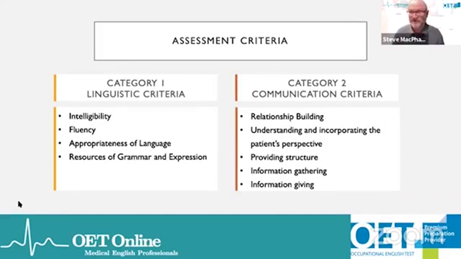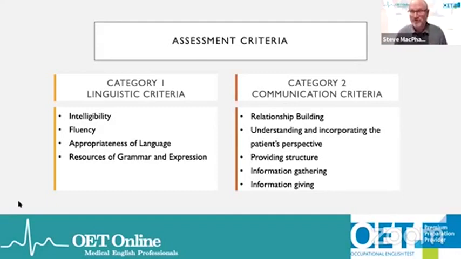The last criteria under linguistic category is resources of grammar and expression. So grammar, sentence structure, verb use, all the little details of the language, that's all assessed. Expression relates to your vocabulary as well. So that's the linguistic criteria.